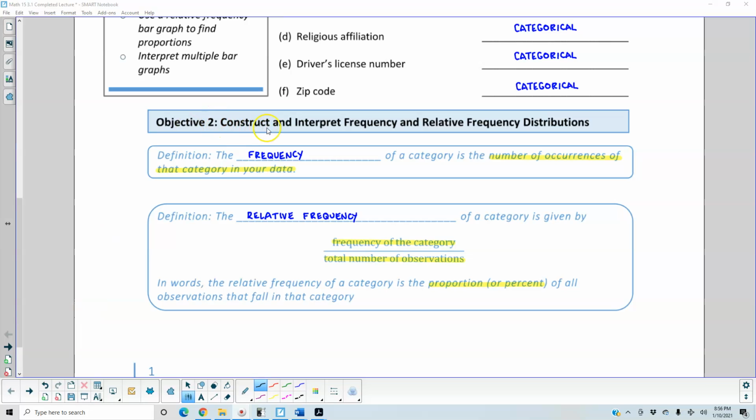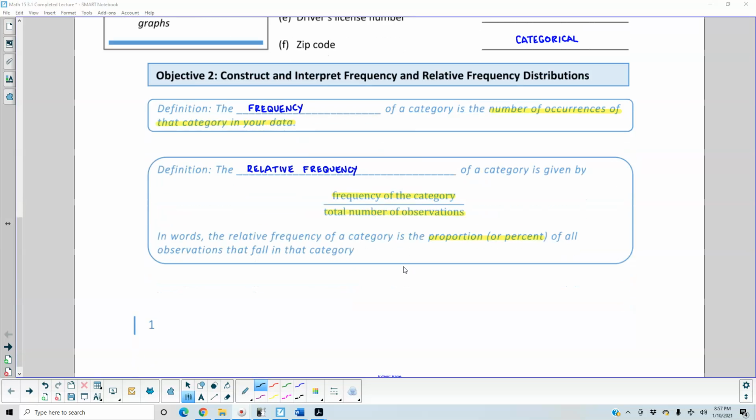Objective number 2, construct and interpret frequency and relative frequency distributions. Two definitions here. First definition, the frequency of a category is the number of occurrences of that category in your data. Definition, the relative frequency of a category is given by frequency of the category divided by the total number of observations. In words, the relative frequency of a category is the proportion or percent of all observations that fall in that category.